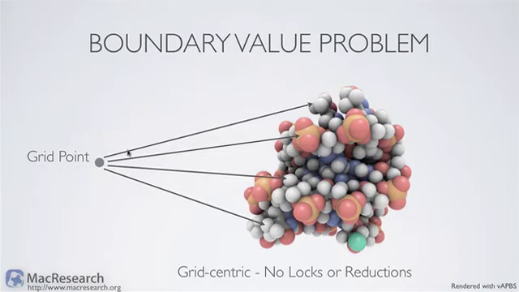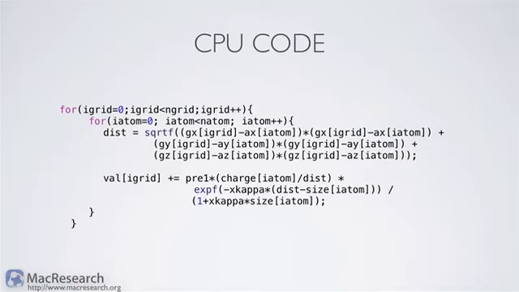This is the approach that we're going to take, the grid-centric approach. And again, the beauty of this is that it doesn't require any locks and it doesn't require any reductions. All the grid points, when the calculation is complete, will have been fully updated, and we don't have to worry about one grid point stepping on the answer for another grid point, because the value for each of the grid points can be calculated independent of the other ones. The reason for this will become apparent as you look at the code.